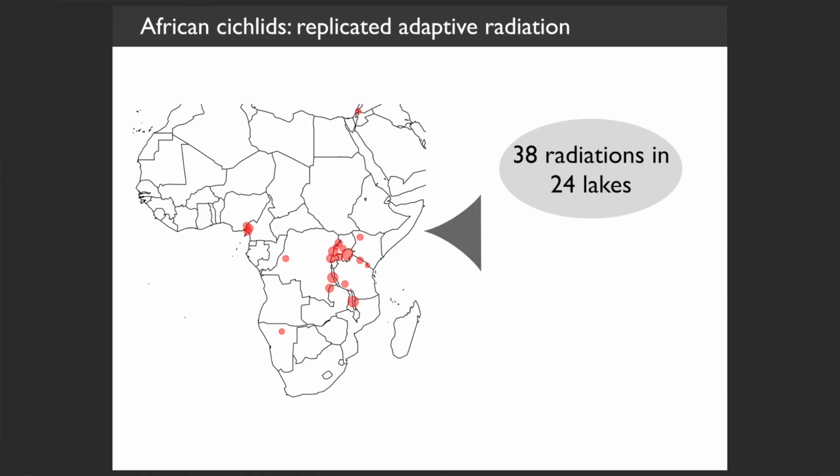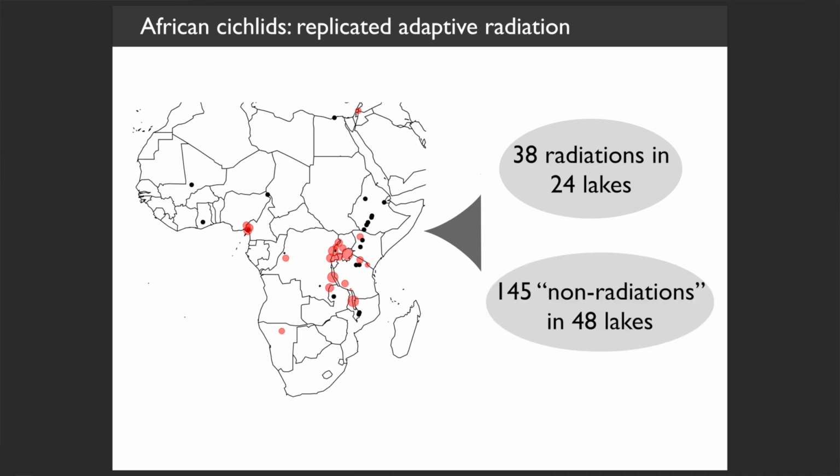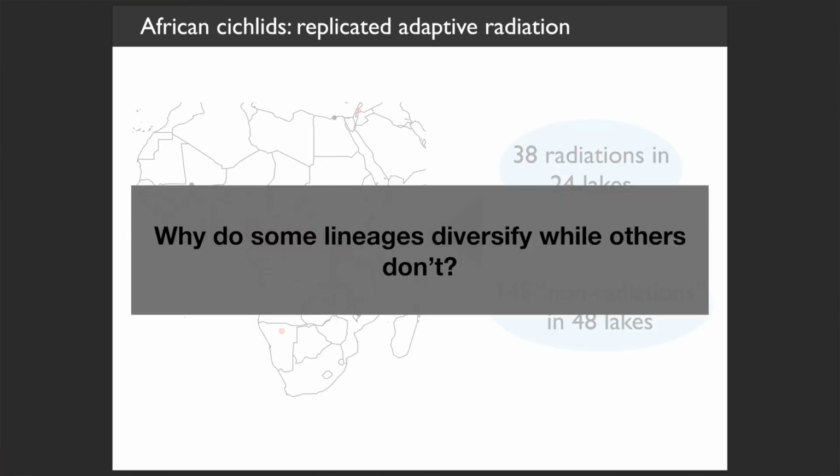So if we look at the diversity of cichlids across the African continent, we can identify 38 times where cichlids have entered a lake and have subsequently diversified. But we can identify another 145 times where a species has entered a lake and has failed to diversify. So this data sets us up to ask the question, why do some lineages diversify while others don't?